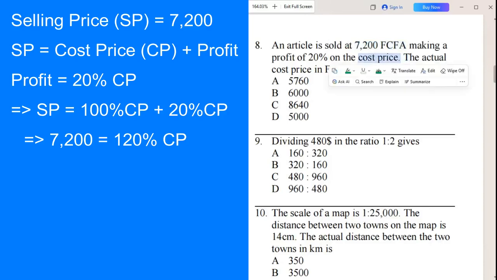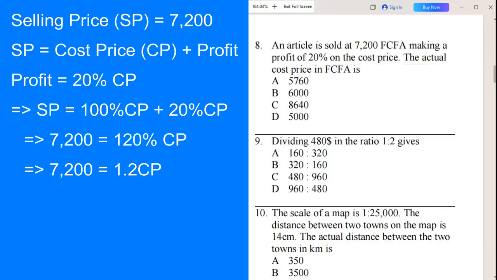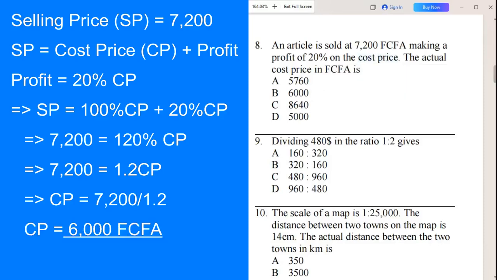Or if you write in decimal terms, 7,200 francs CFA is equal to 1.2 times the cost price of the good. That means the actual cost price of this good is equal to 7,200 francs CFA divided by 1.2 to get the actual cost price of the good. 7,200 divided by 1.2 is equal to 6,000. So our answer for question 8 is B.